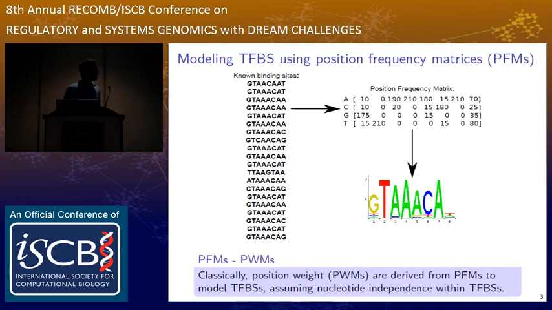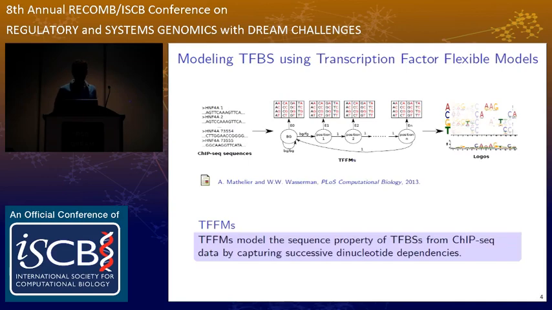And one big assumption that this model is making is total independence between the positions at the transcription factor binding site. And it has been recurrently shown not always to be the case. And so 2 years ago, we published the transcription factor flexible models, which are capable of capturing the successive dinucleotide dependencies within transcription factor binding sites.